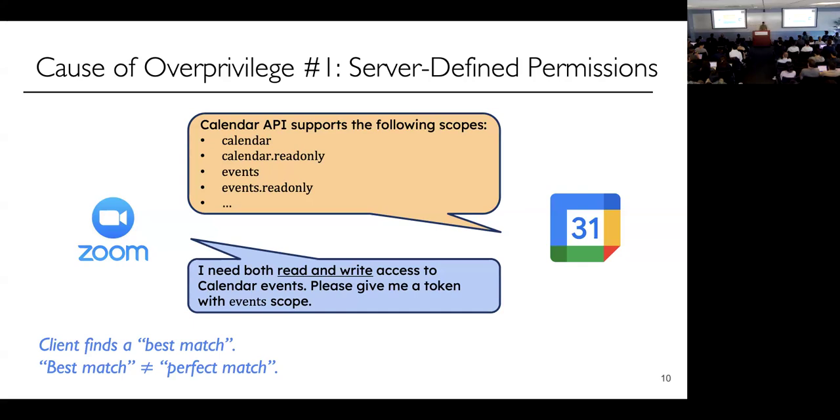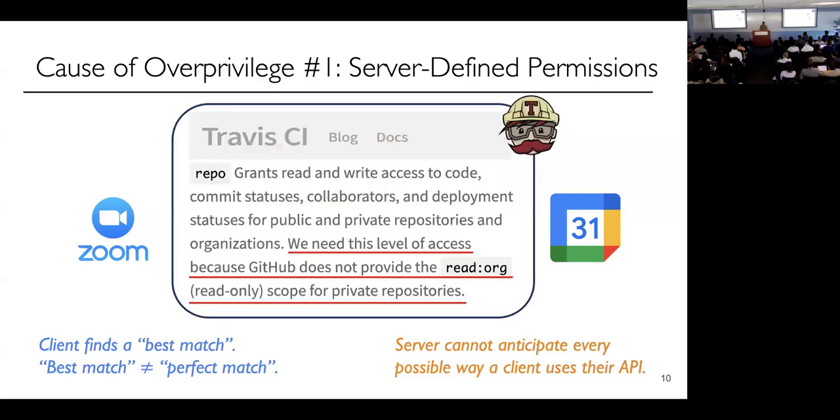So here's the example, right? This is from Travis. Travis is a very popular continuous integration platform, and Travis is integrating with GitHub. What they're saying is that we need repo access that gives us read and write access to your GitHub repo. And we need this because GitHub does not provide the read-only scope for private repositories. Okay? So this is exactly the problem.